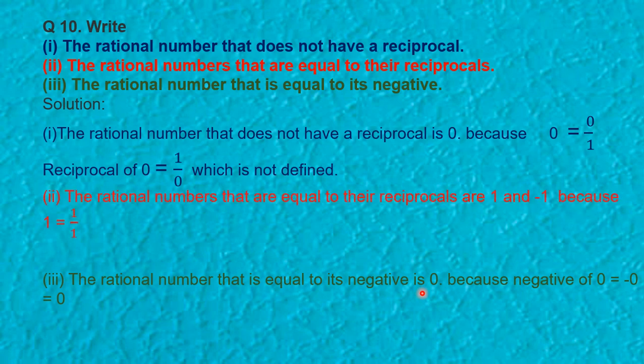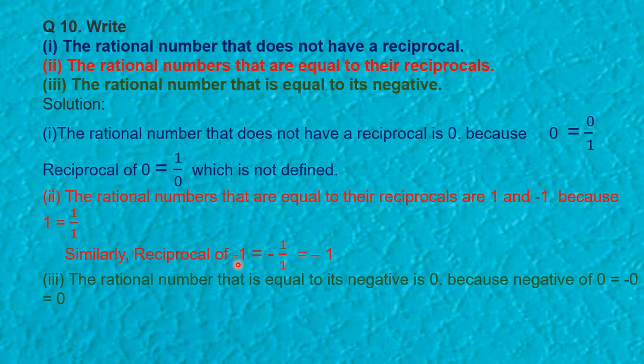Now the answer for the second. The statement asks for the rational numbers that are equal to their reciprocals. We know that the rational numbers that are equal to their reciprocals are 1 and minus 1, because 1 is equal to 1 by 1, and 1 by 1 is also equal to 1. So 1 is an answer, and minus 1 is also there. If we find the reciprocal of minus 1, we write minus 1 upon 1, again it is minus 1.